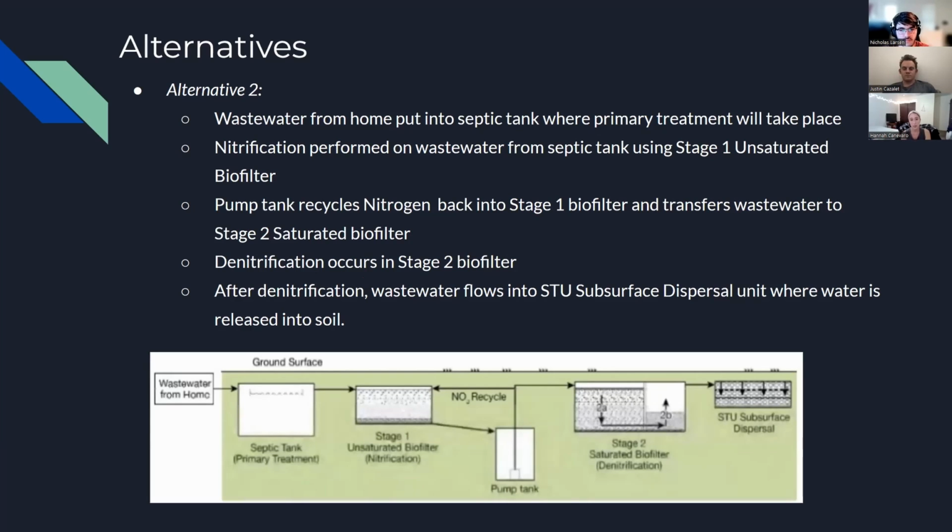For alternative two, wastewater is taken from the home and put into a septic tank where primary treatment takes place. Like alternative one, nitrification is performed on the wastewater from the septic tank, but a stage one unsaturated biofilter is used. The pump tank recycles nitrogen back into the stage one biofilter and transfers wastewater to the stage two saturated biofilter. Denitrification occurs in the stage two biofilter. After denitrification, wastewater flows into the STU subsurface dispersal unit, where water is again released into the soil, similarly to alternative one.